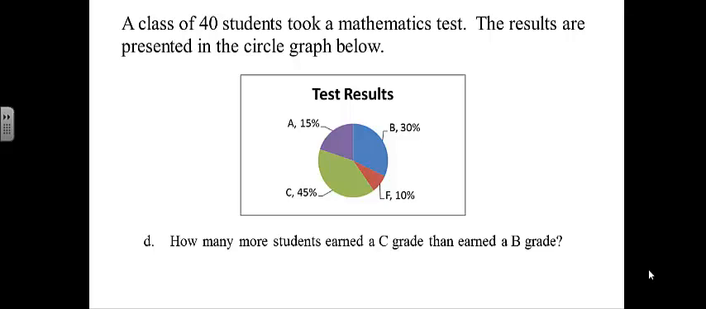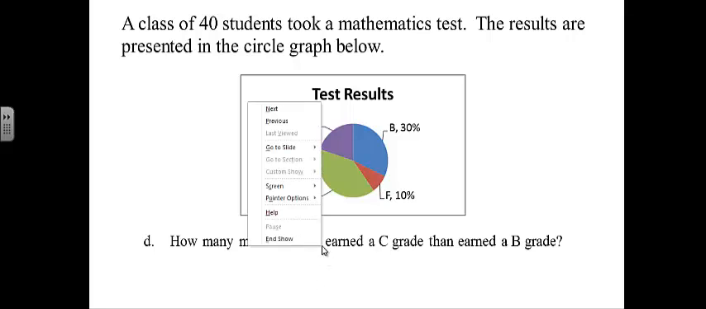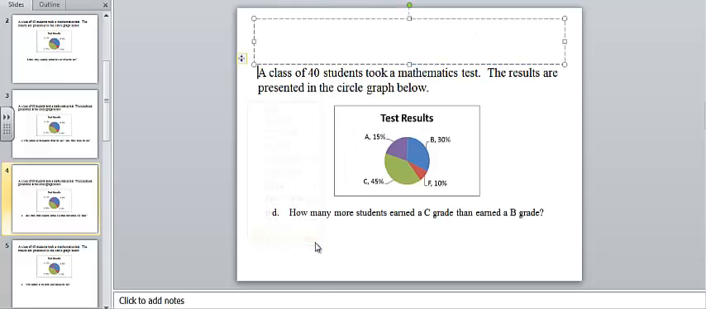Using our graph, we see that 45% of the students got a C on the test. So we need to change that into a number. And we see that 30% got a B. In the same way, we need to change that into a number that we can process. So for C grade, we said that was 45% of the students, and a B grade was 30%.